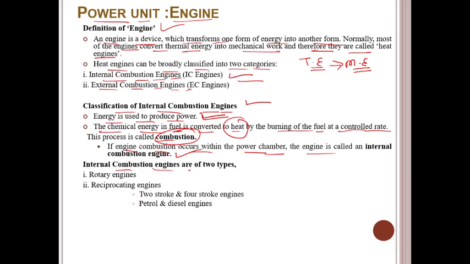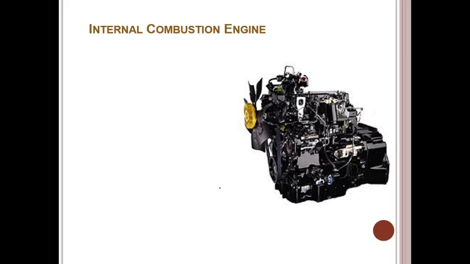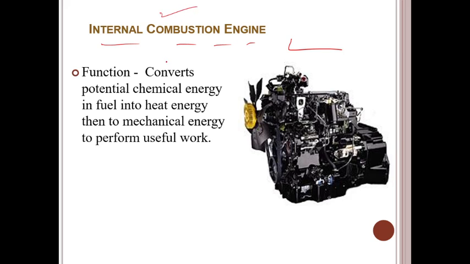Internal combustion engines are of two types: rotary engines and reciprocating engines. In reciprocating engines there are two types, two-stroke or four-stroke engines, and also petrol and diesel engines. This is the simple diagram of the internal combustion engine. We observe it in two-wheelers, four-wheelers; all our vehicles are operated this way nowadays.